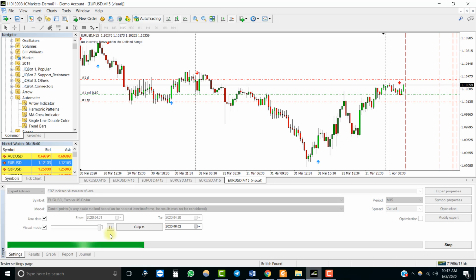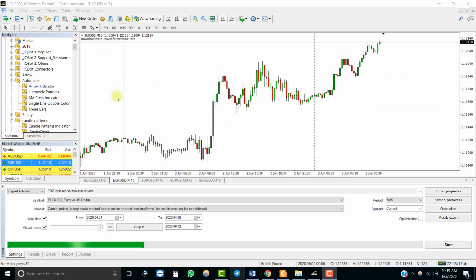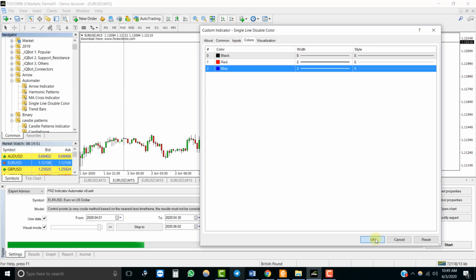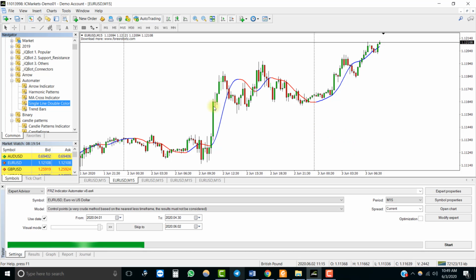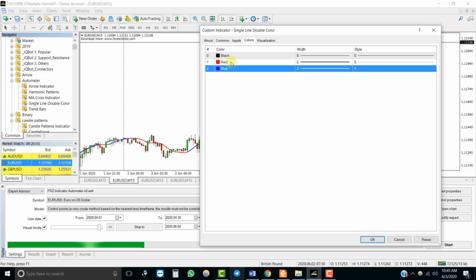You will notice that the EA took the trade when the red arrow appeared. Now let's look at another indicator. This is a type 2 indicator which we discussed earlier. It has a single line with two colors, and we want to buy when the blue line starts and sell when the red line starts. You will notice one is for sell and color ID 2 is for buy.